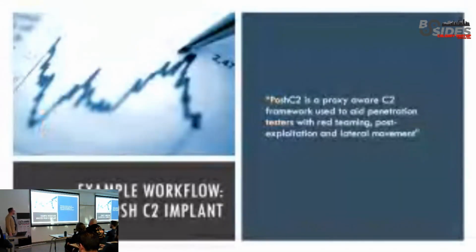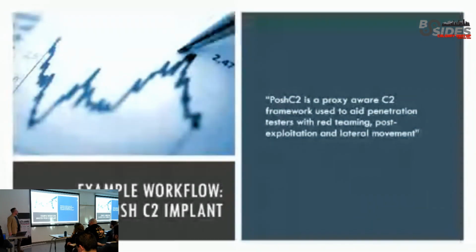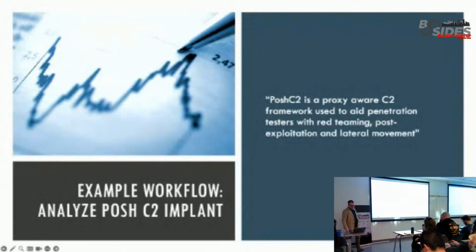Okay, so for the example workflow, we're going to use the PoshC2 adversary emulation framework. I'll just quickly go through a couple slides on how I set this up. This is basically used by pen testers when red teaming and for post-exploitation and lateral movement. The reason I chose this is I didn't want to use live malware, and I wanted to be able to control parameters such as command and control, so we could see if it actually accurately gave us the correct data.